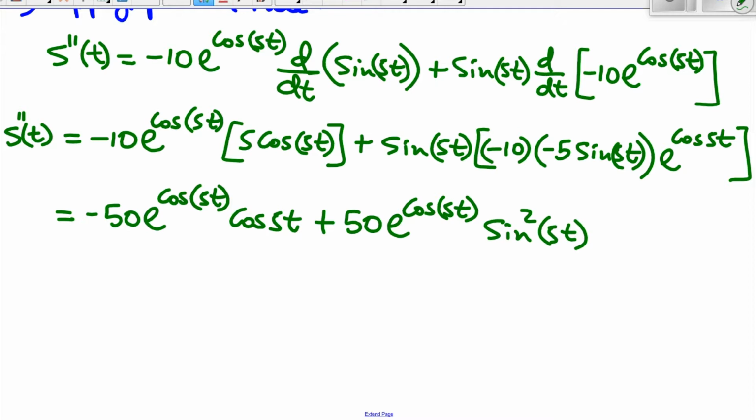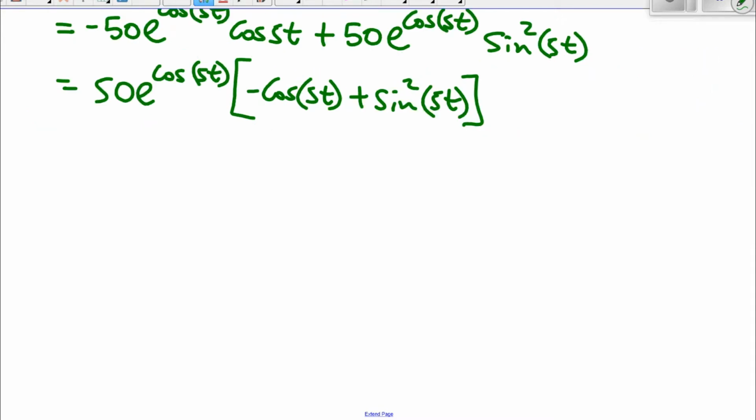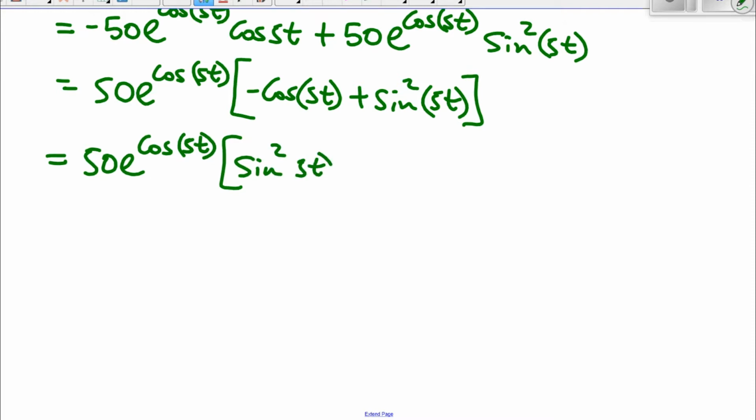Okay, which means this will be equal to, let's factorize out 50 e to the power of cos 5t. So what we'll end up with is negative cos 5t plus sine 5t squared, which will be equal to, we need to rearrange, so 50 e to power cos 5t into sine 5t squared minus cos 5t.